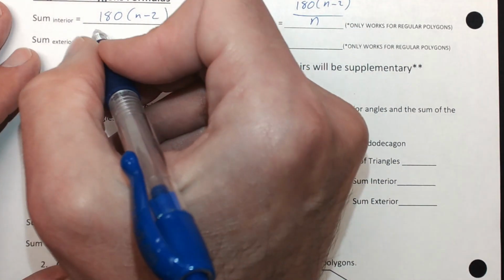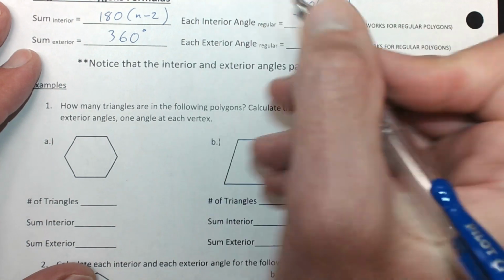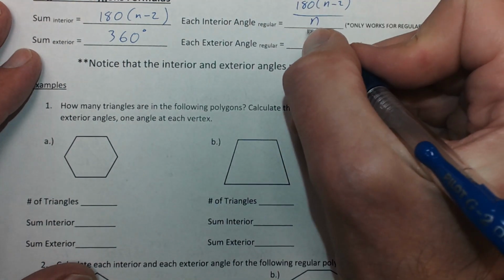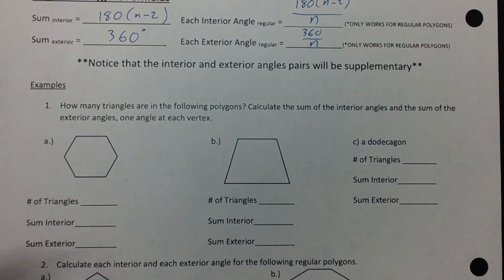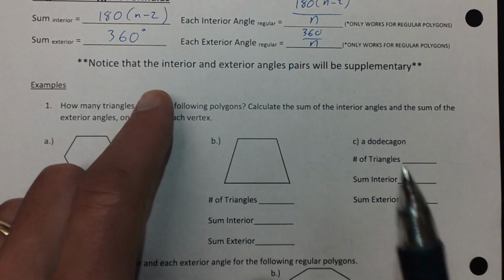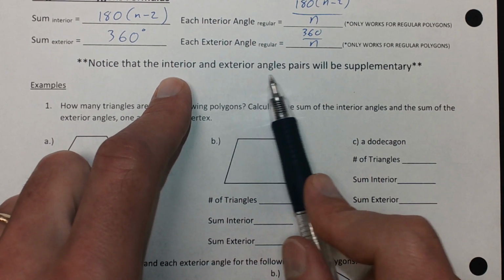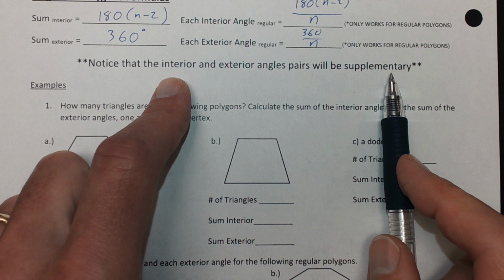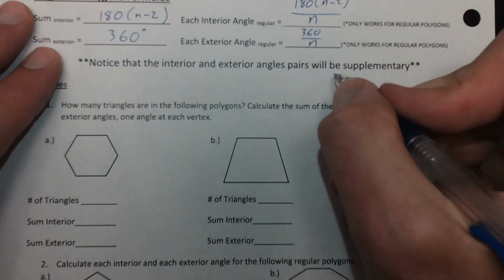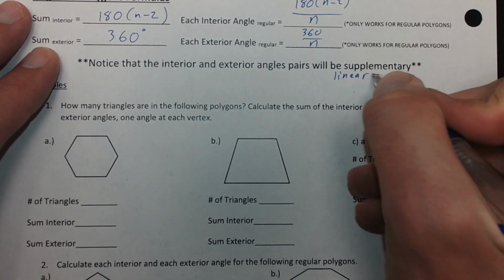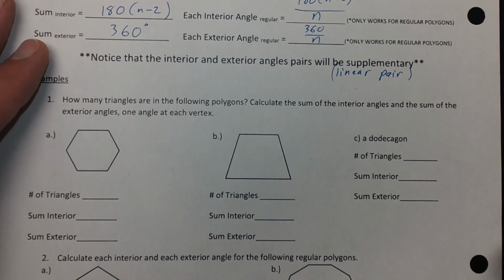The sum of the exterior angles is always going to be 360. And each exterior angle is always going to be 360 over n. And this is, again, only true for regular polygons. So as I said on the other page, the sum of the interior and exterior angle pairs is always going to be equal to 180 because they're supplementary. They form a linear pair, and a linear pair is supplementary.